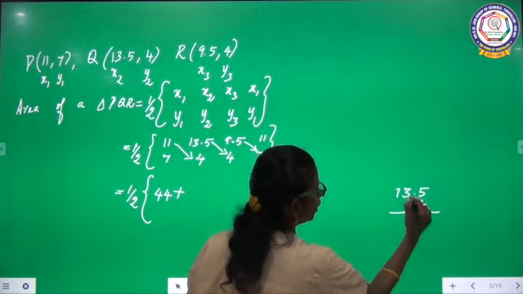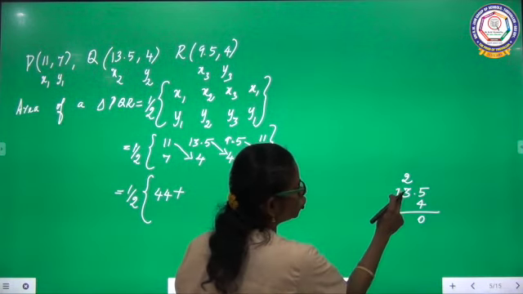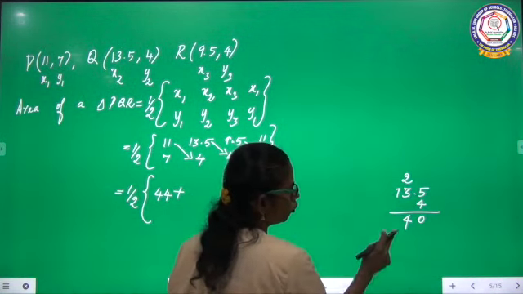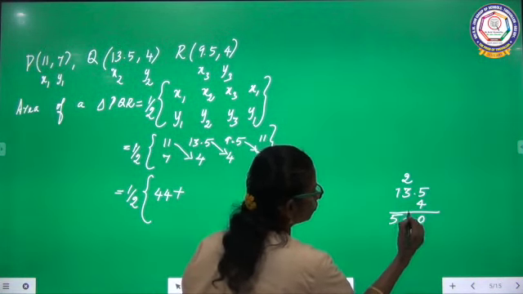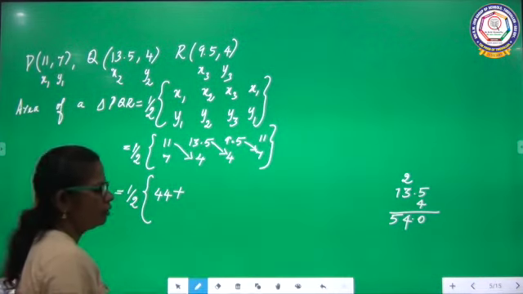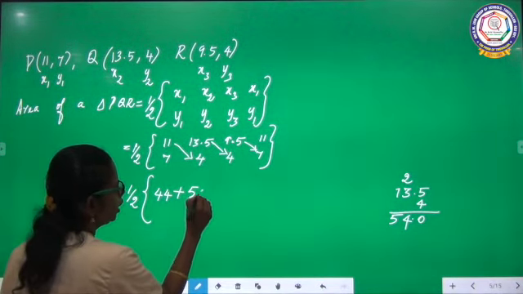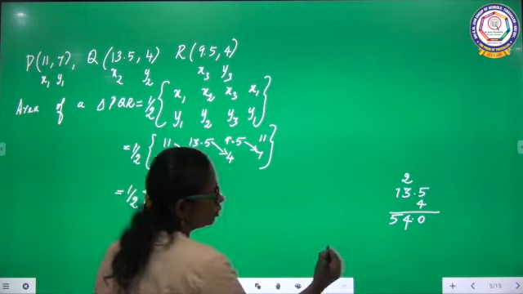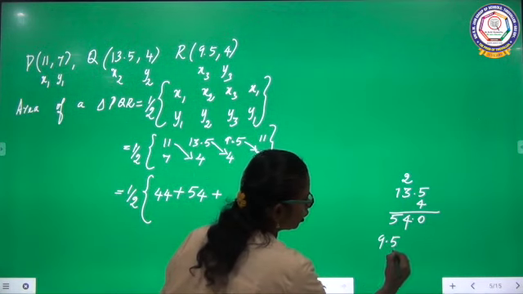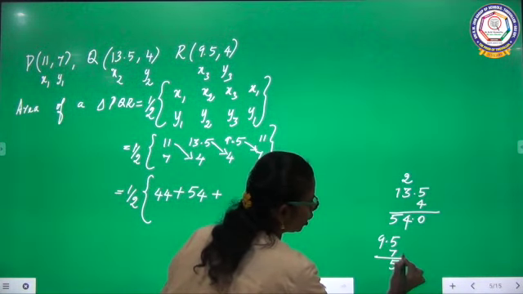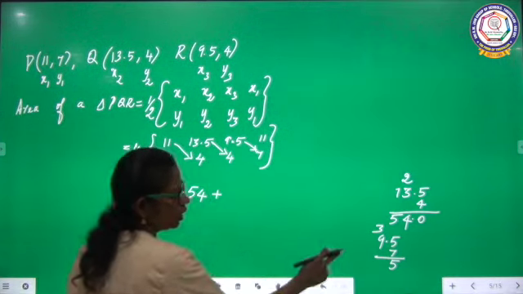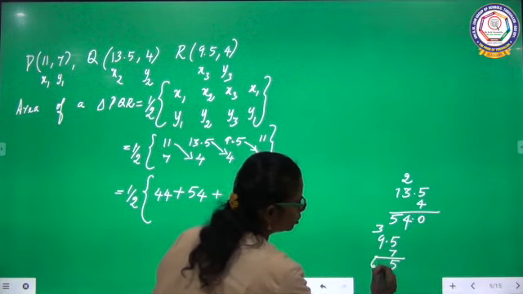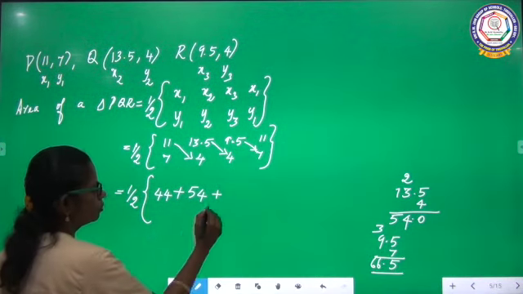5 fours are 20, remaining 2, 12, 12 plus 2, 14, remaining 1, 4 plus 1, 5, 4 into 1, 4, 5, 0, right? So what you will get? 54 plus 9.5 into 7, 35, remaining 3, 9 sevens are 63, 63 plus 3, 66.5.